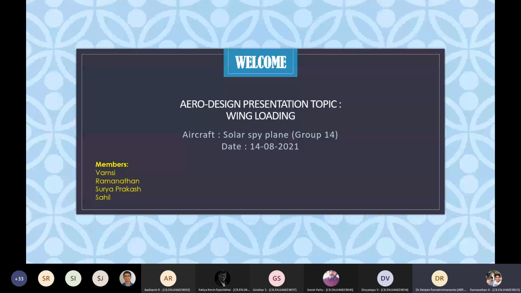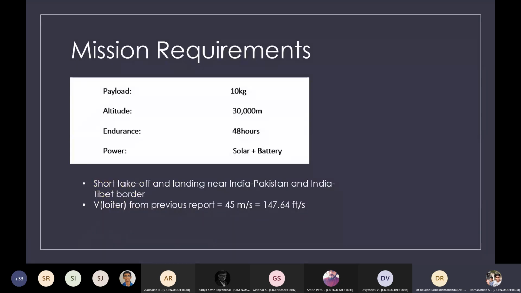Good morning, everyone. Today we'll be presenting on the topic wing loading, and we are from Group 14. Group members include Vamsi, me, Ramnathan, Surya Prakash, and Sahil. Our aircraft appointed to us is Solar Spy plane. This was the mission requirements given during the initial stage, and short takeoff and landing near India-Pakistan and India-Tibet border was also given.